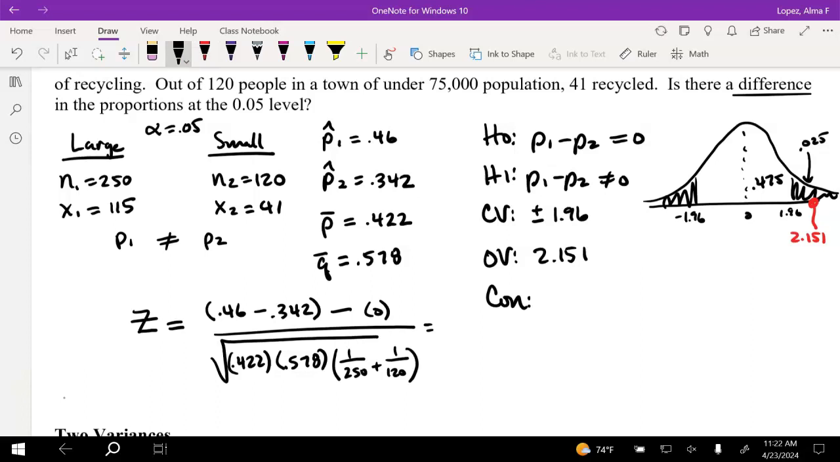Because it fell in the shaded region, we're going to reject the hypothesis. Because we reject the null hypothesis, that means we accept this one. So to write my conclusion, I'm going to move the p sub 2 back over to the other side, and it's going to say the proportion of people who recycle in larger cities is not equal to the proportion of people who recycle in small towns.